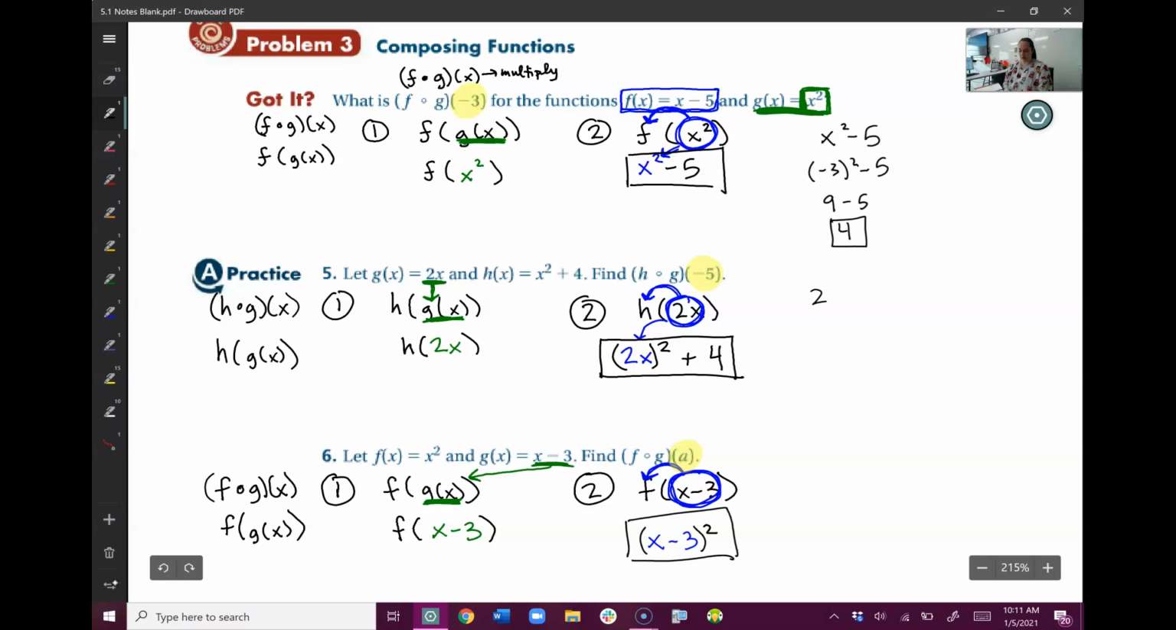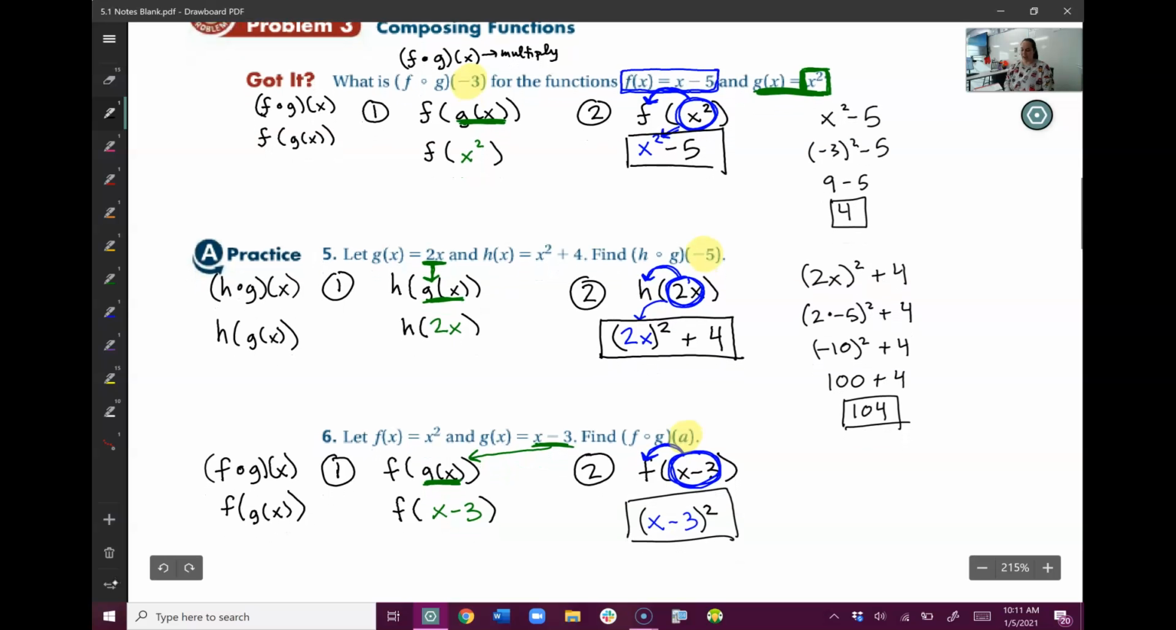And then this one, I take my equation, 2x squared plus 4, and then I plug in that negative 5. So 2x times negative 5 squared plus 4. 2 times negative 5 is negative 10. Negative 10 squared is 100, a positive 100. Be careful about that. And 100 plus 4 is 104. Check. And then this last one is an a. So I'm going to take my equation and plug in an a. So instead of an x, I write an a. And there we go. So that is composition of functions.